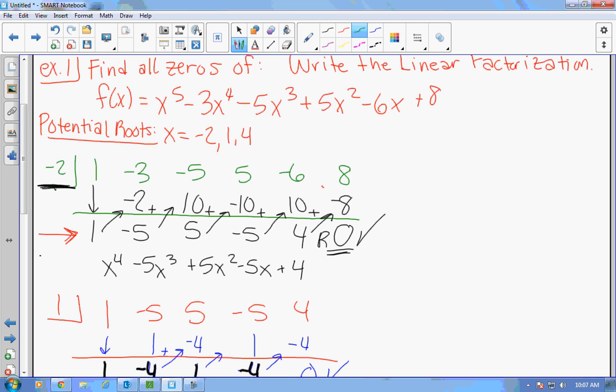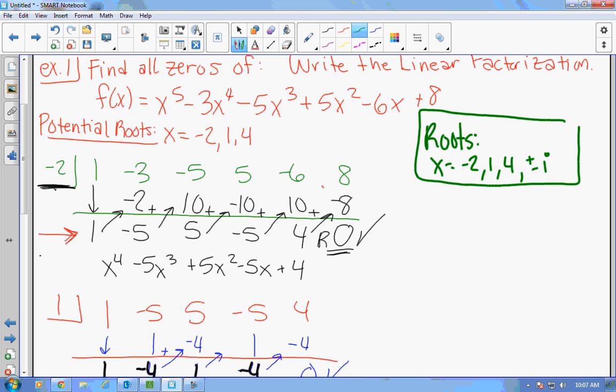So let's list out our roots, or our zeros, which are also our x-intercepts. We have x equals -2, 1, and 4. And what were the other 2 we found at the end? Plus and minus i. So there are, in fact, 5 of them. Okay? We're going to try one more like this, and then we'll go take a short little break and go to a review.